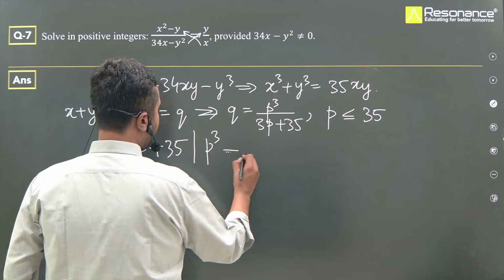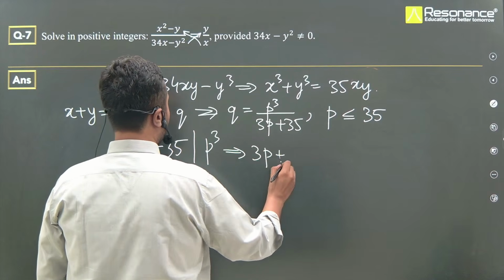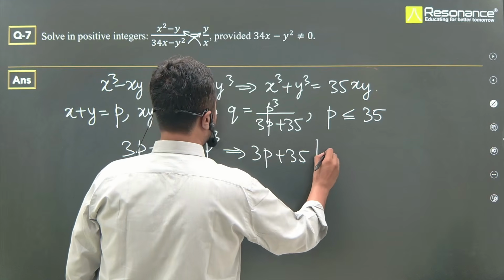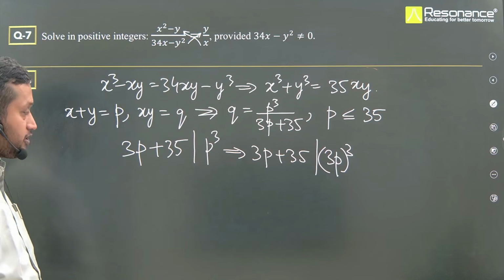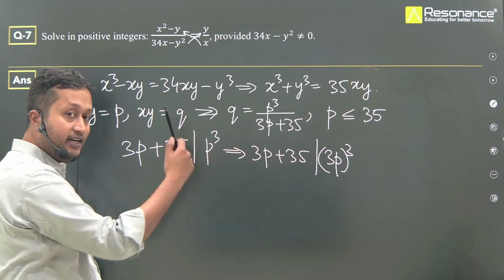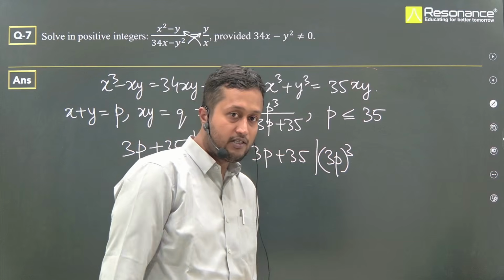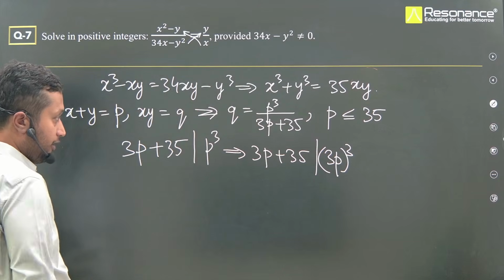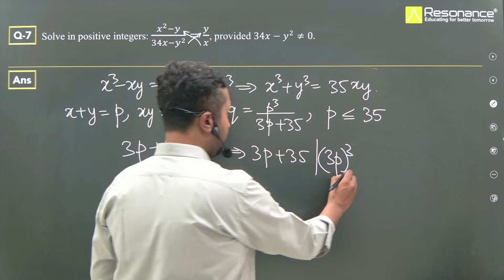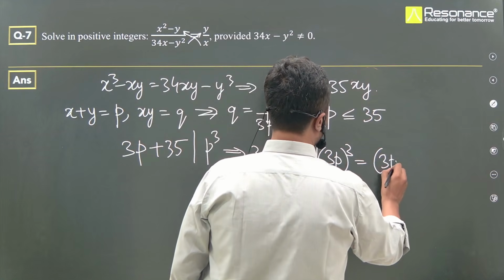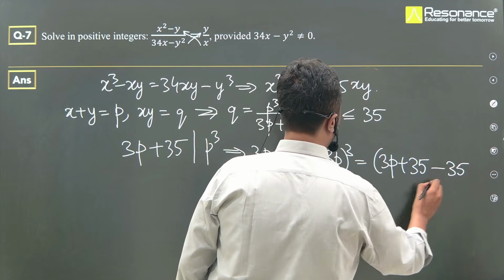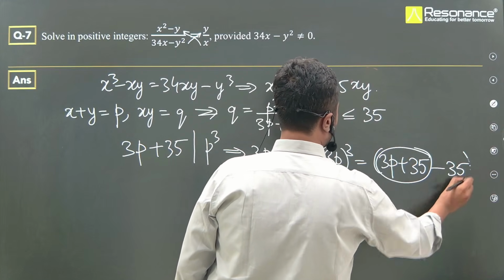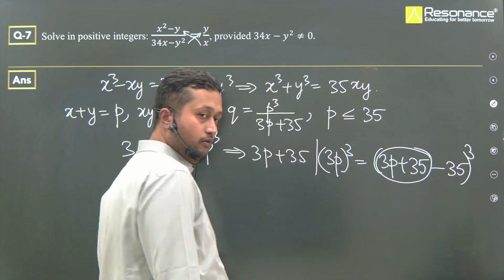So I can say that 3p plus 35 has to divide (3p) cubed, because if it divides p cubed, it also divides (3p) cubed, which is 27 times this number, p cubed. And that quantity, we can write it as (3p plus 35 minus 35) cubed. Think of 3p plus 35 as one number, and then the whole cube.